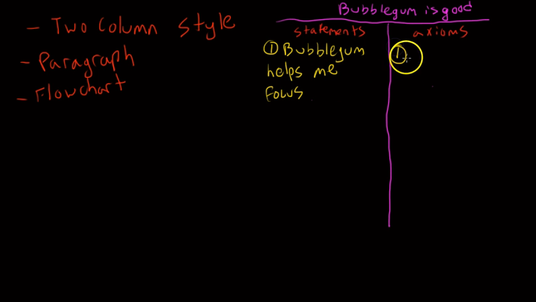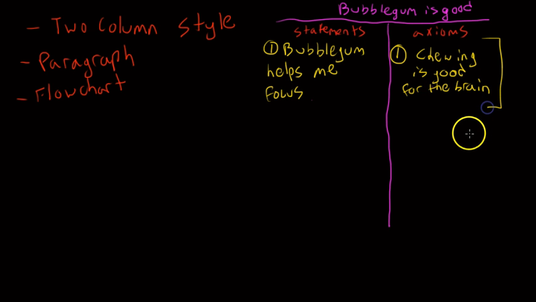So we'd write a 1 over here and say, let's say that something that everyone widely accepts as a fact is that chewing is good for the brain, okay? And so then we've used something, I know that everyone doesn't know this in real life, but use something on this side that everyone knows to prove what's on this side.